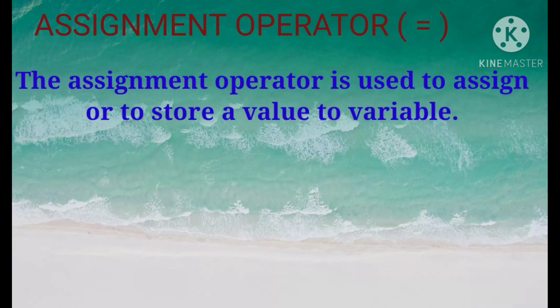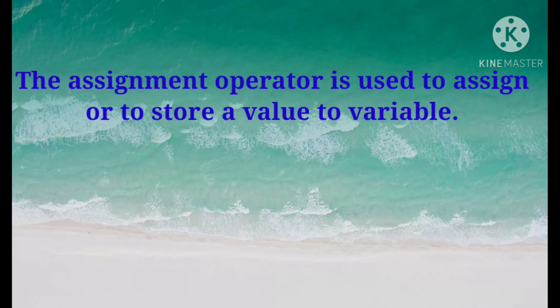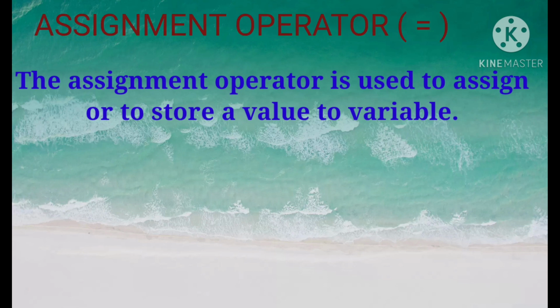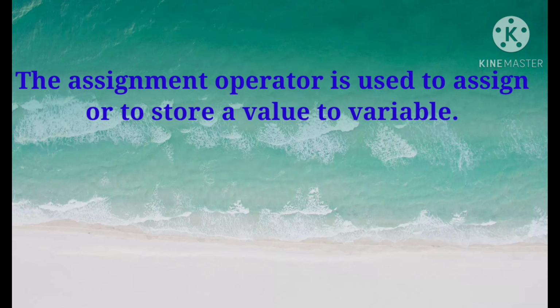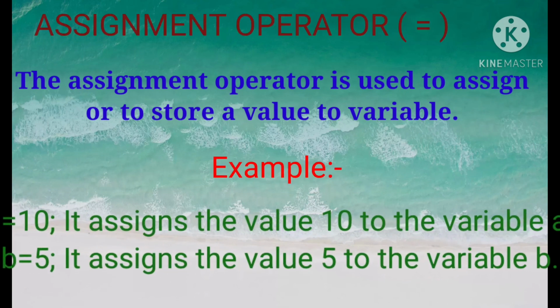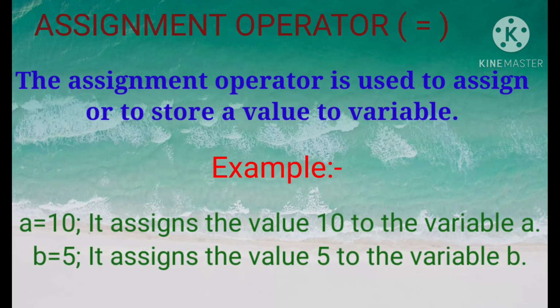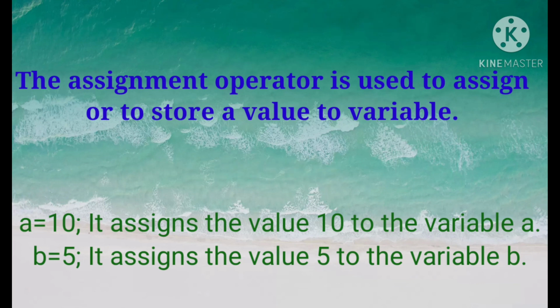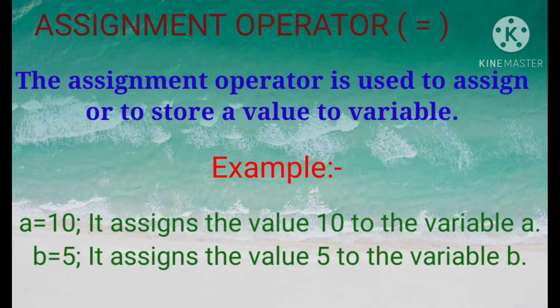Assignment operator, the equal to sign. The assignment operator is used to assign or store a value to a variable. For example, a equal to 10 assigns the value 10 to the variable a. b equal to 5 assigns the value 5 to the variable b.